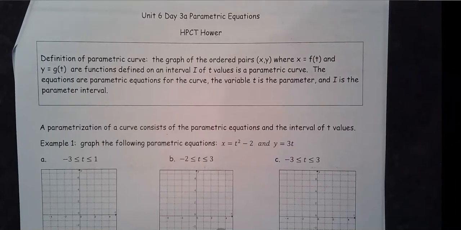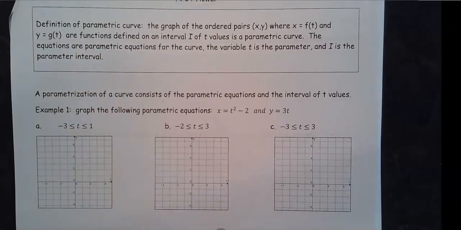The equations are parametric equations for the curve, and the variable t is the parameter, and I is the interval. So basically there is a way a lot of times to make it a function that we know of, but this can make it easier to understand some things in physics. We look at the x coordinate and the y coordinate with things in motion, things going through the air. So a parametrization of a curve consists of the parametric equations and the interval of t.